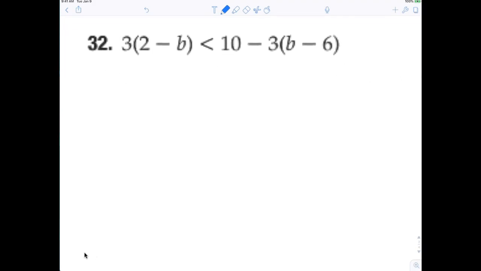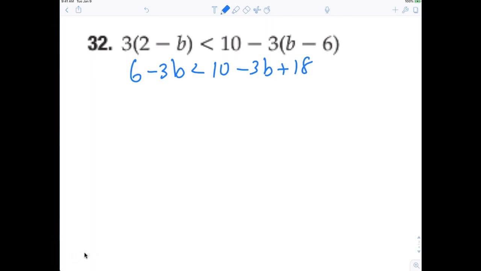Stay with me. Everybody do 32 real quick. Copy that down. Hey, come on, 32. Let's go. When I distribute, see what you have when you distribute. 6 minus 3b is less than 10 minus 3b plus 18.